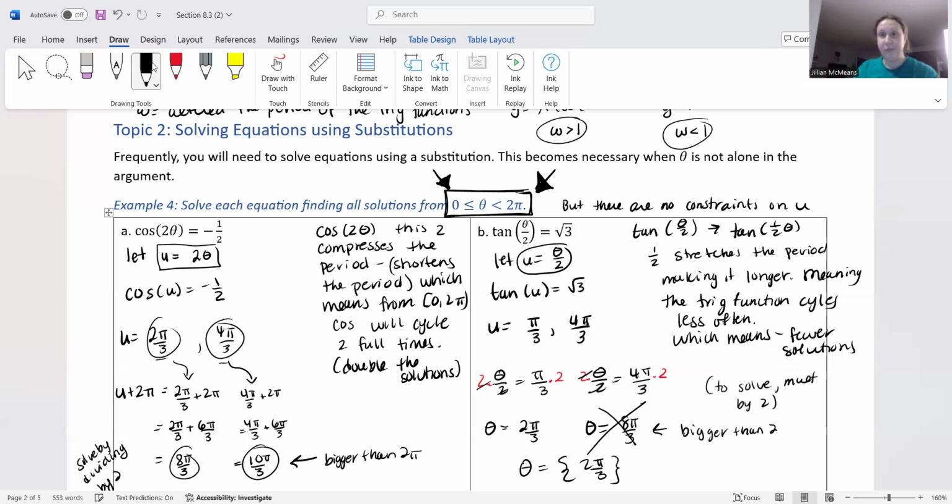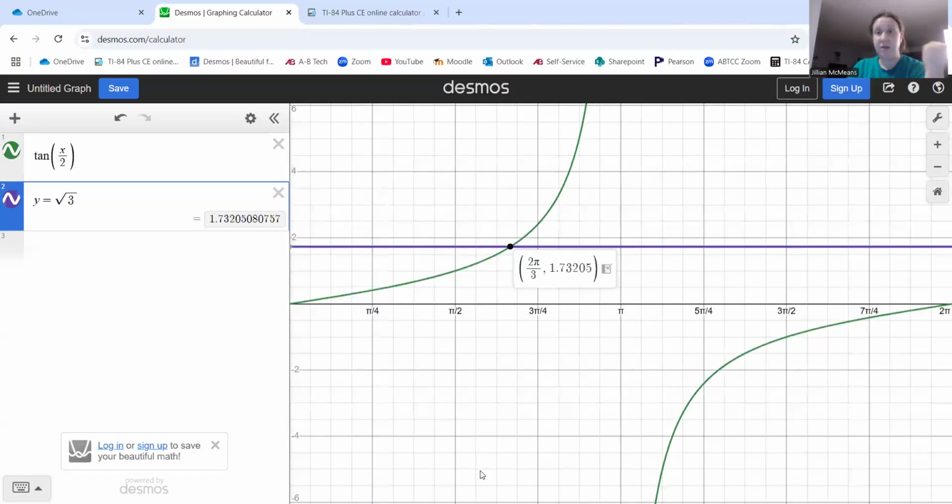And we're going to say that theta equals 2 pi over 3. And if we go back to Desmos really quick, we can see that when we took theta and divided it by 2, it lengthened our period, which meant that tangent is going to cycle half as frequently as it used to, which means we're only going to get one solution. So if we plug in 2 pi over 3 for x, that's when we're going to get the solution that we desire. So we get that one solution, 2 pi over 3.